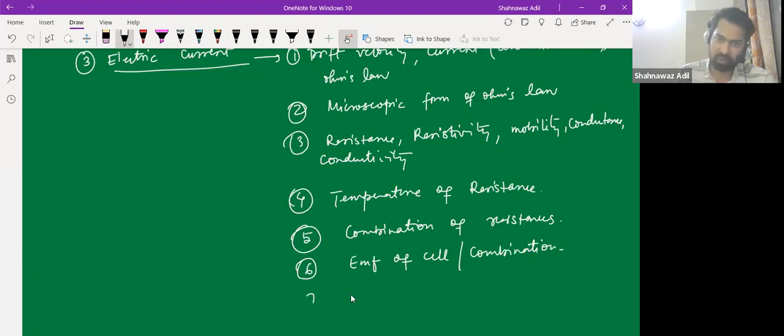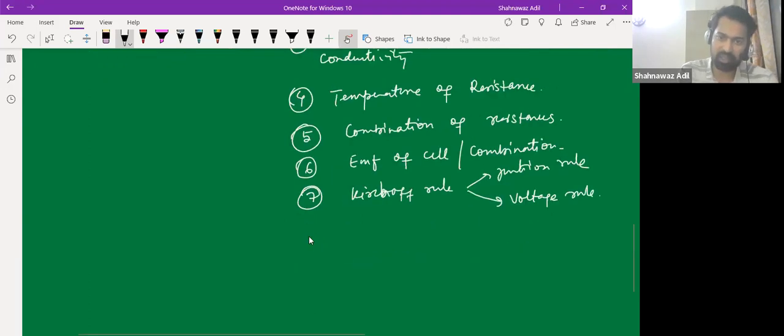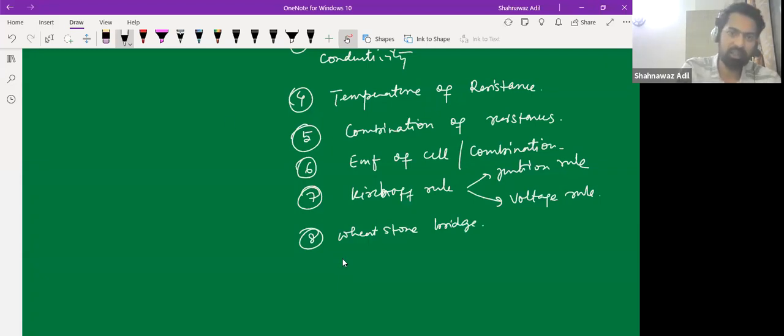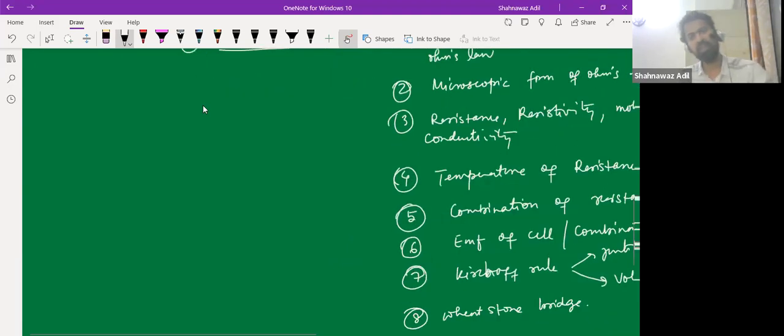And then we talked about Kirchhoff's law, the junction rule, and then the other one was the voltage or loop rule, you can say. And lastly, we did the Wheatstone bridge, right? So this was done in the third chapter.